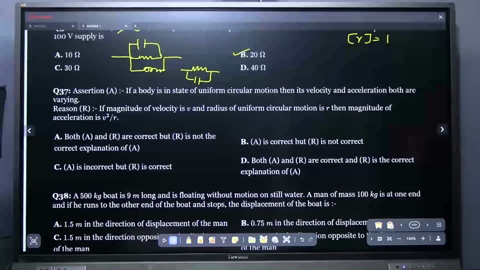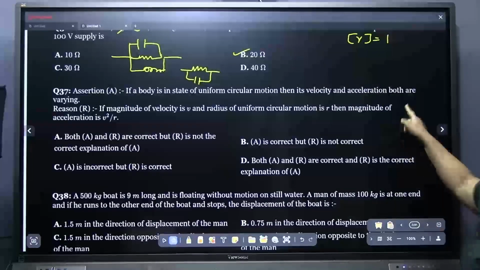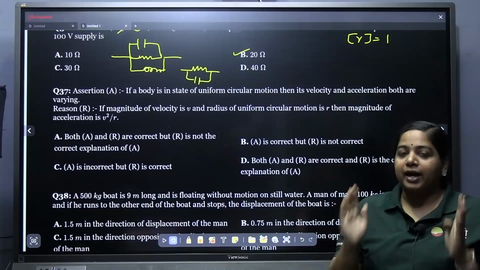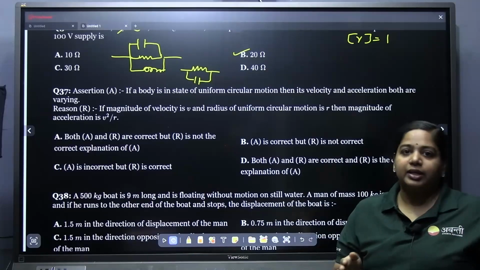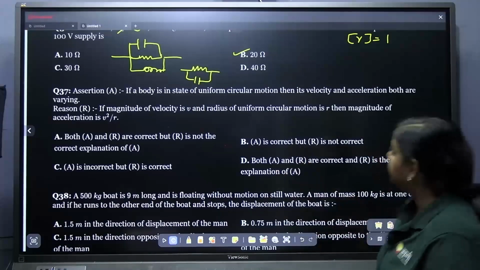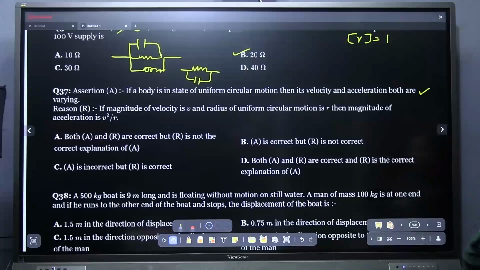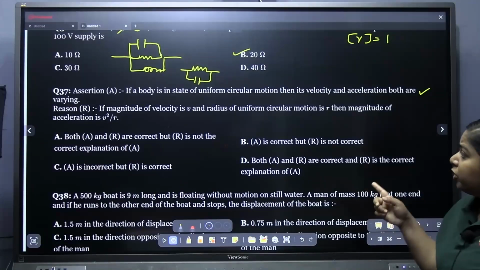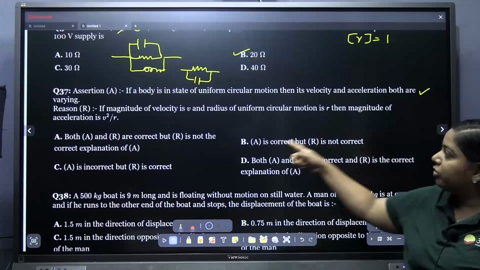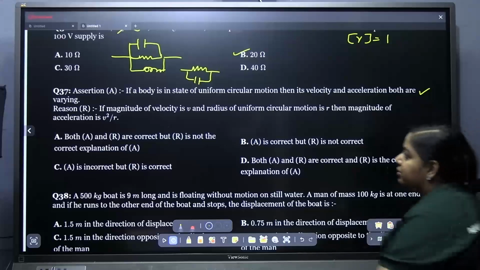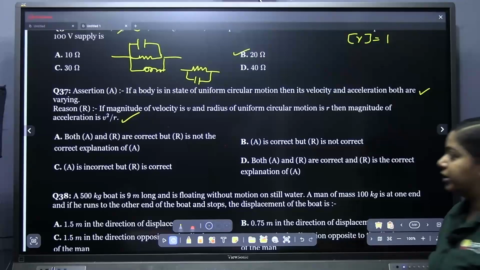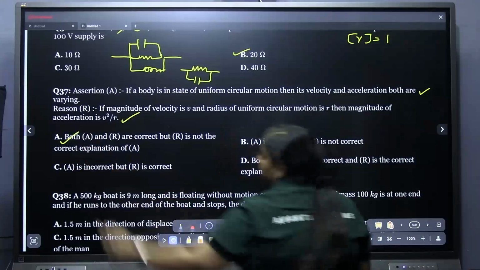If a body is in state of uniform circular motion, then its velocity and acceleration are both varying. We know it has constant speed and the magnitude of acceleration is constant, but the direction is varying continuously. So assertion is correct. Reason: if magnitude of velocity is v and radius is r, then magnitude of acceleration is v square by r. This statement is also correct, but is it the right reason? No, it is not the right reason for the assertion.